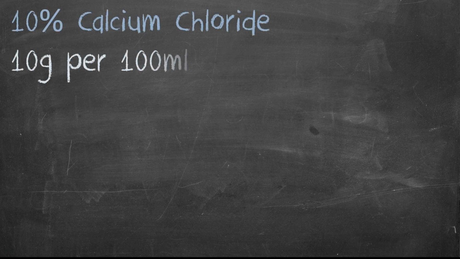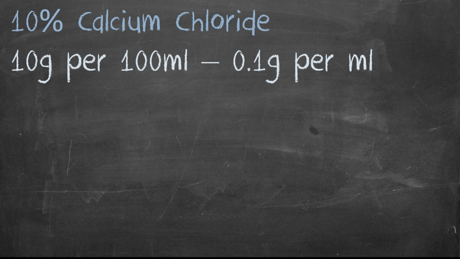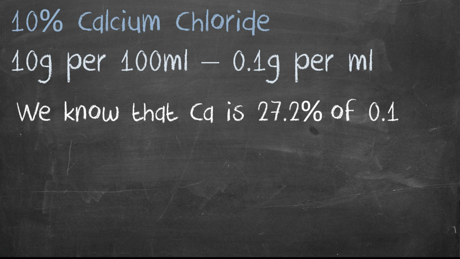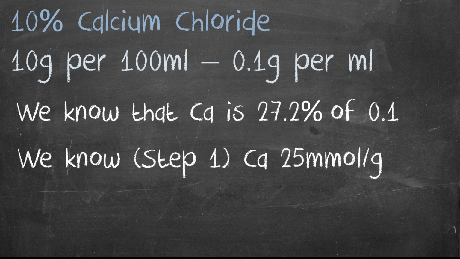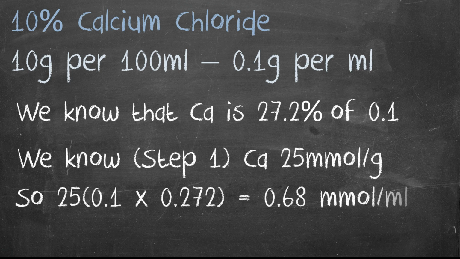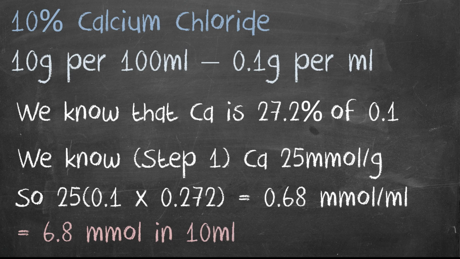The other formulation with chloride is 10% calcium chloride. That's 10 grams per 100 mils, or 0.1 gram per mil. We know the calcium is 27.2% of 0.1 gram. We also know that it's 25 millimoles per gram, and 25 times 0.1 multiplied by 0.272 works out at 0.68 millimoles per mil, and you've been asked to give 10 mils, and that would work out at 6.8 millimoles in 10 mils. So quite a lot less than the 14.7% as you would expect.